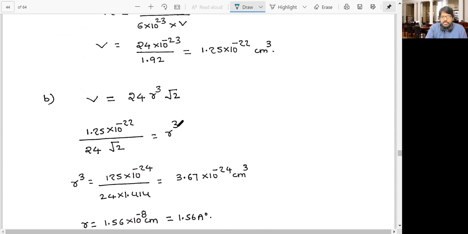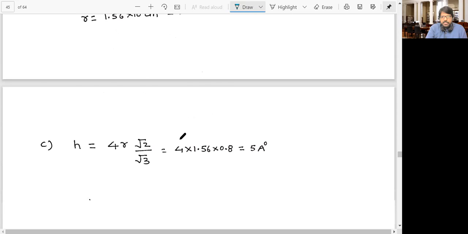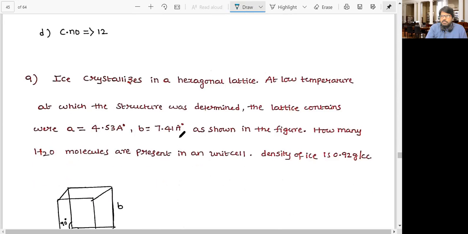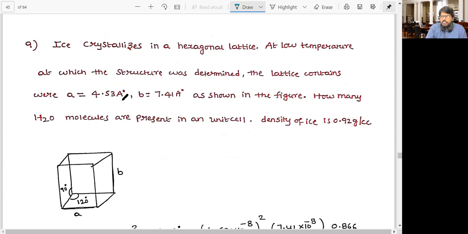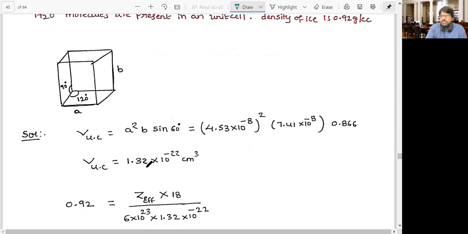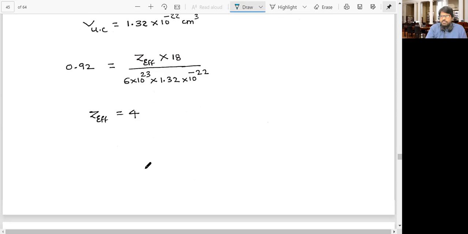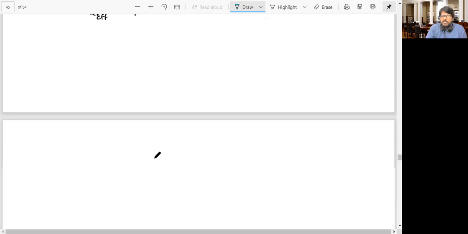So there is no need to discuss this question, because it is a repeated model, and everything is related to density. And of course, this is also a repeated model, because only the dimensions are different. In that previous question he asked Z effective, but here it is density, but the procedure is the same. Base area into height, you'll be getting volume. A and B values are given, volume of unit cell. From that I have calculated Z effective as 4. The model is the same.